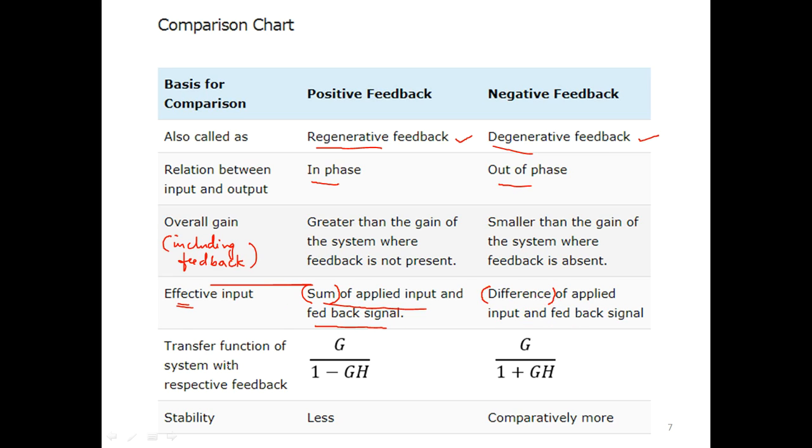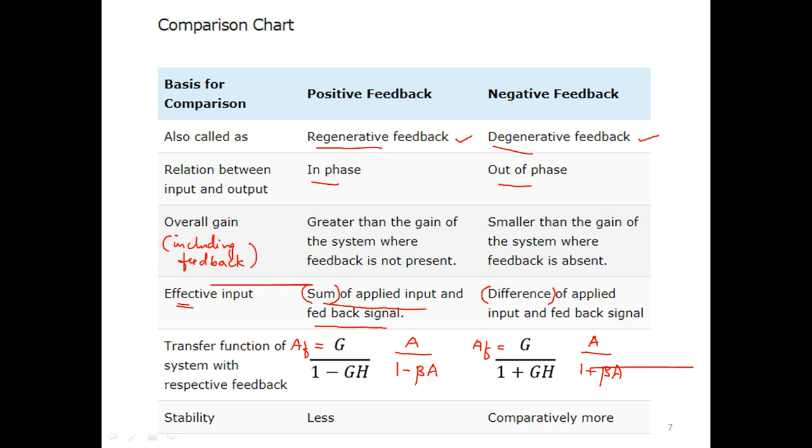Next, the transfer function of a system with respect to feedback. In your textbook the symbols are different. They are being used as A upon 1 minus beta into A, where A represents gain without feedback and beta is the feedback factor. Similarly, here it is A upon 1 plus beta into A, and we usually denote it as AF, which means gain with feedback. So gain with feedback is expressed like this for a negative feedback.